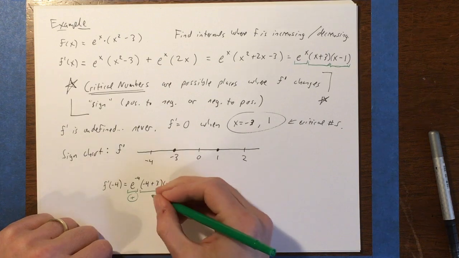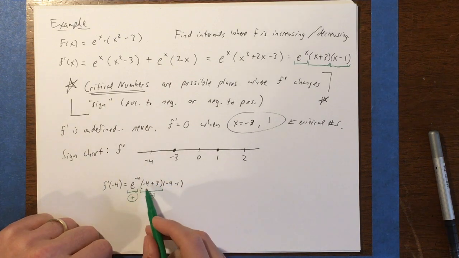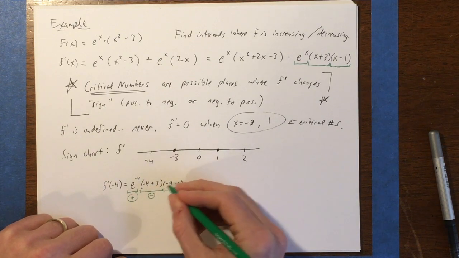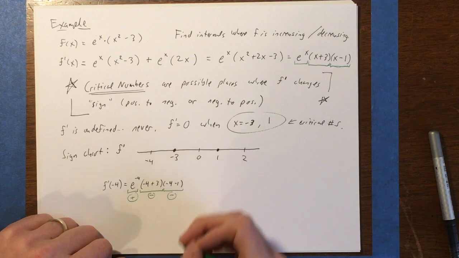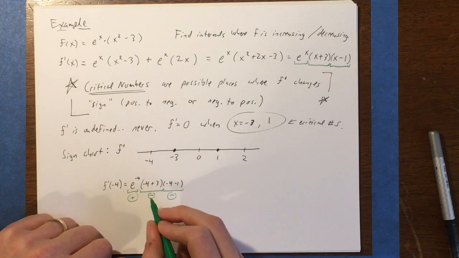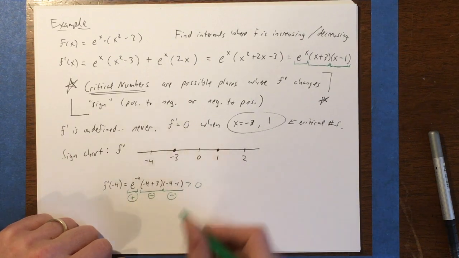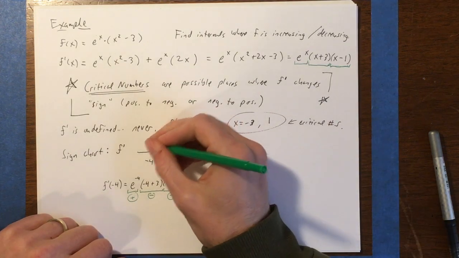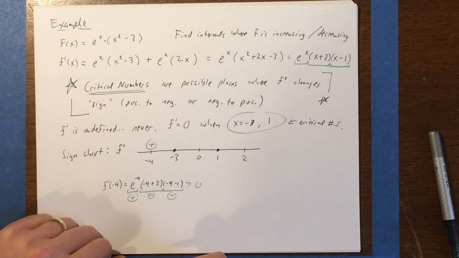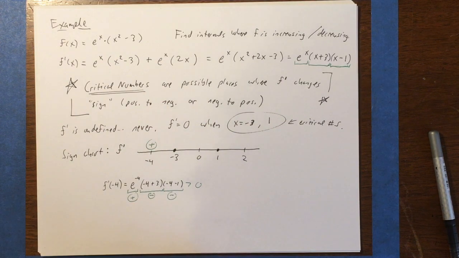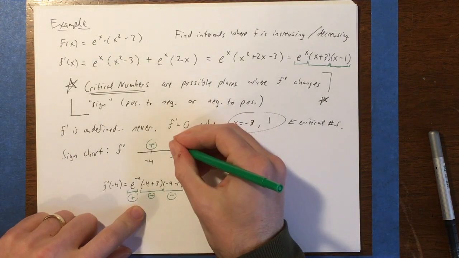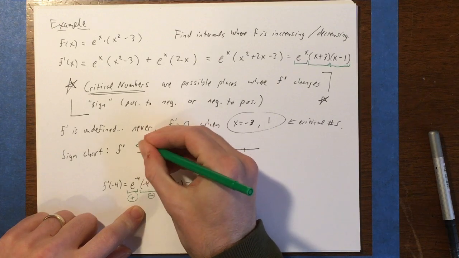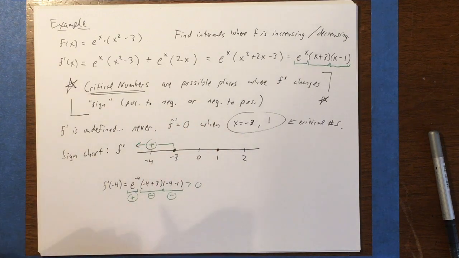-4 plus 3 is a negative number, right? Because that's going to be -1. And then -4 minus 1 is also a negative number. That's -5. So overall, positive times negative times negative is going to be positive, right? Because we have 2 negatives that'll cancel each other out. So this is going to be positive at -4. And the fact that it's positive at -4 means it's positive on the entire interval that -4 is representing.